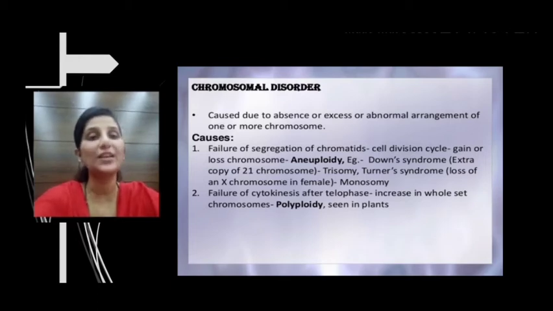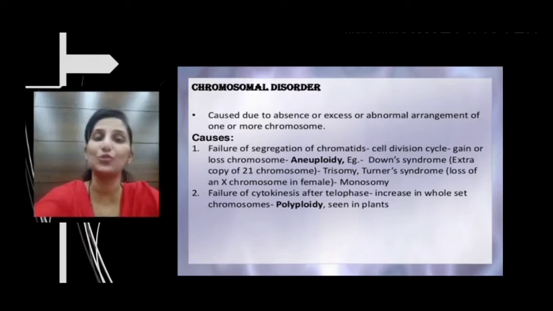So failure of these chromatids at the time of cell division results in either a loss or a gain of chromosome. And this is called as aneuploidy. Examples of aneuploidy are Down syndrome, Turner syndrome. Is it clear? Down syndrome is due to an excess of a single chromosome. Turner syndrome is due to a loss of an X chromosome. So we will learn all these in detail.